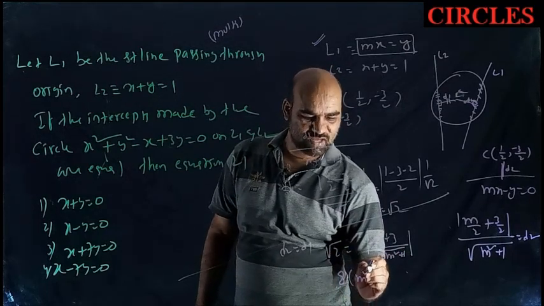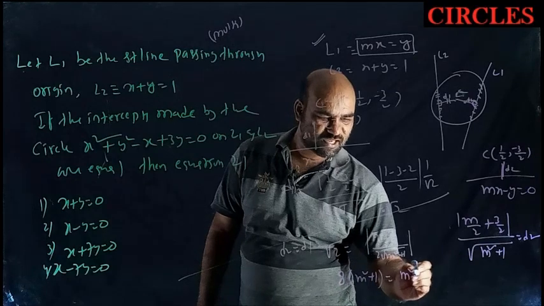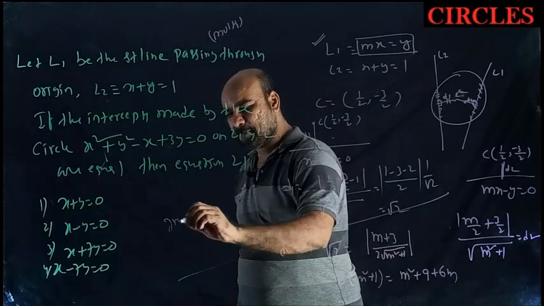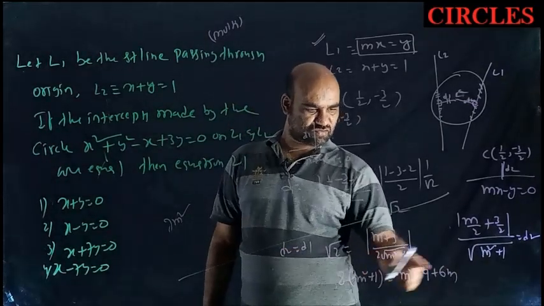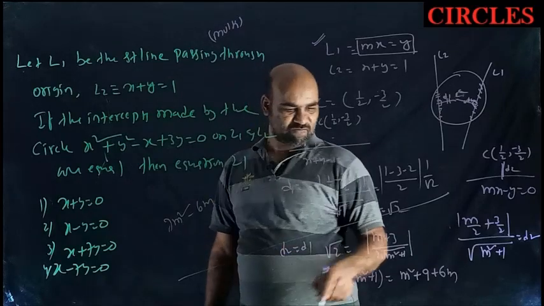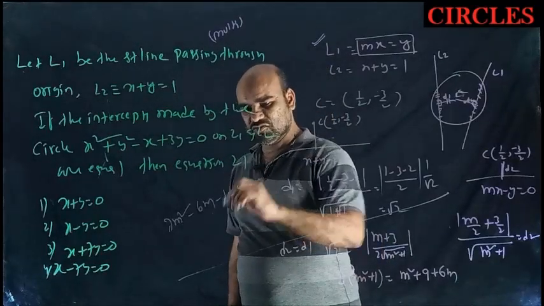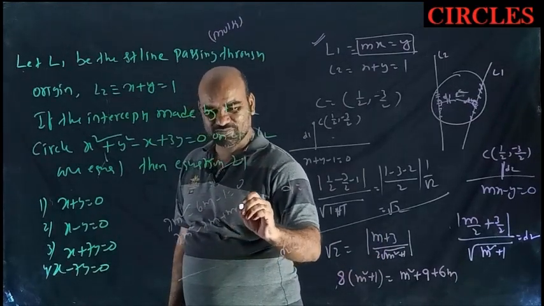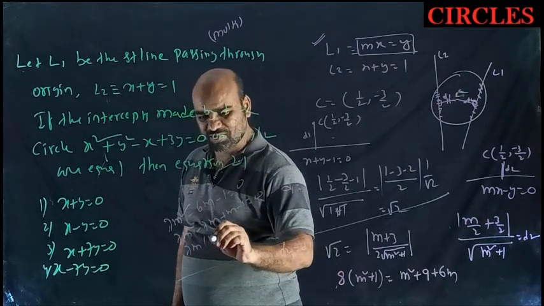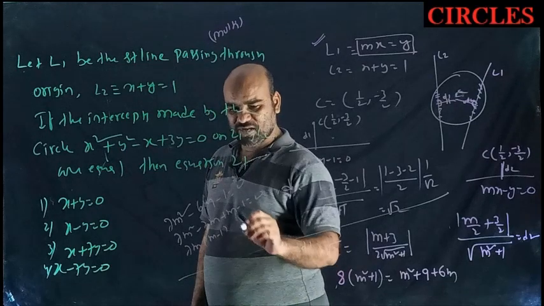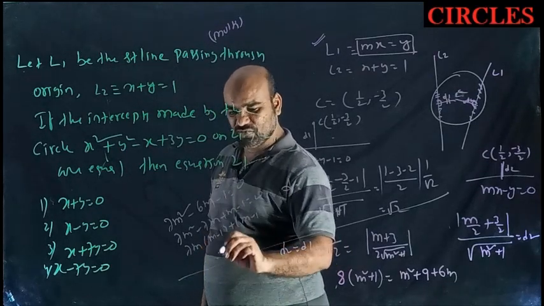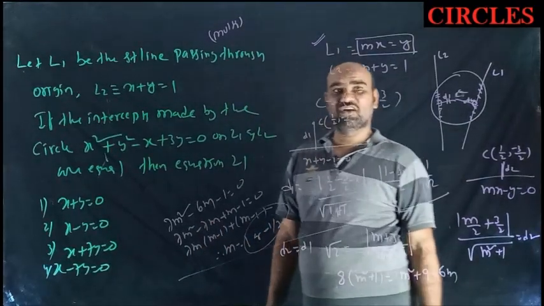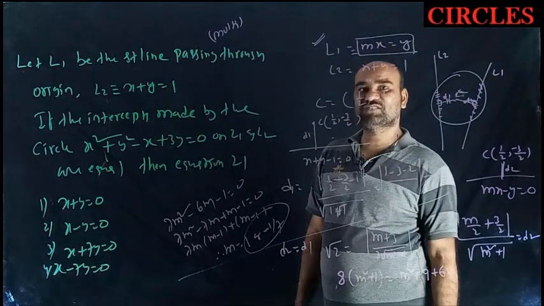8 times m square plus 1 equal to m square plus 9 plus 6m. 8m square minus m square, 7m square, minus 6m plus 8 minus 1 equal to 0. So find the factors: 7m square minus 7m plus m minus 1 equal to 0. 7m is taken common, m minus 1, plus 1 is taken common, m minus 1. Therefore m equals 1 or minus 1 by 7, meaning the line y equals x or y equals minus x by 7.